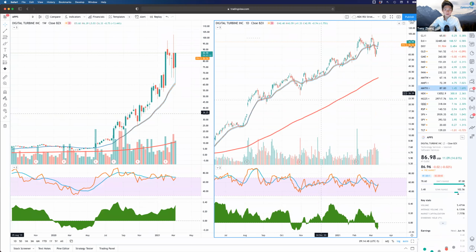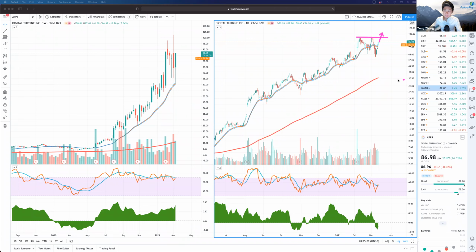Apps, Digital Turbine. This is one, if you look at it, you have this $95 double top here. You do have strong relative strength here, just generally speaking, outperforming the broader markets, outperforming its sector. But you do have this double top here. I would like to see a breakout above that double top for it to continue.